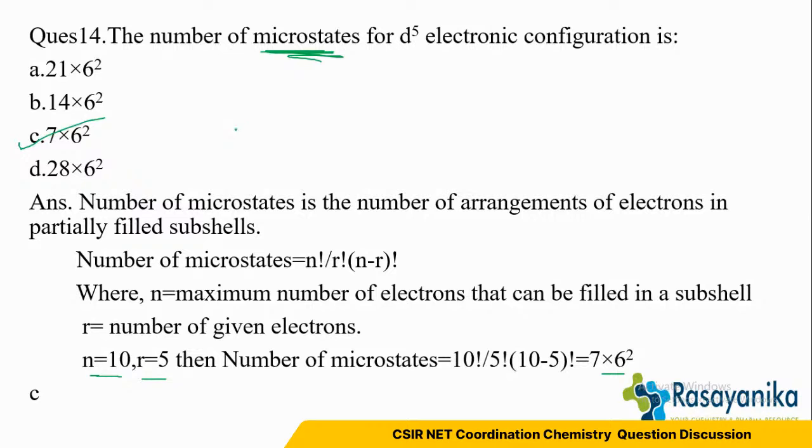So this is how you find the number of microstates: N factorial upon R factorial into N minus R factorial. You can find it for any of the configurations. And this is for the number of microstates when the electronic configuration is given.